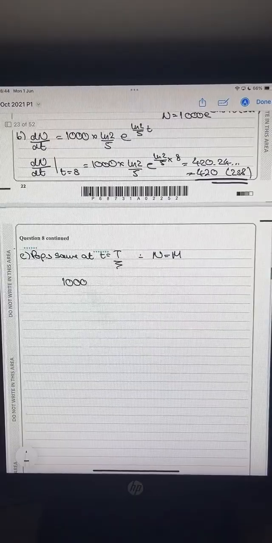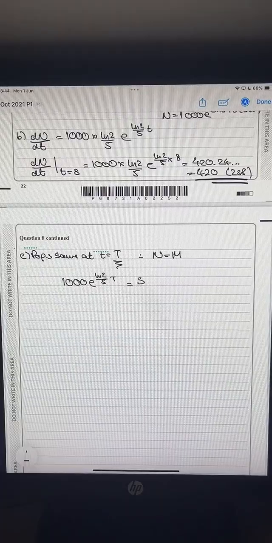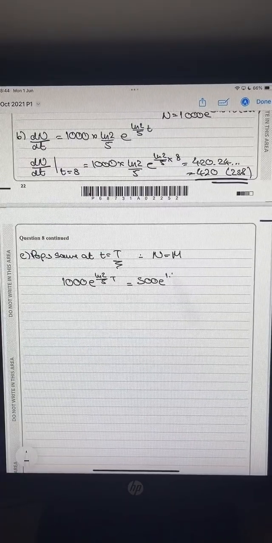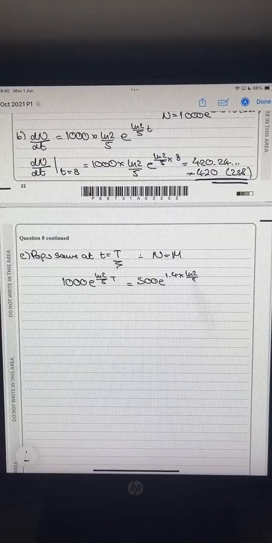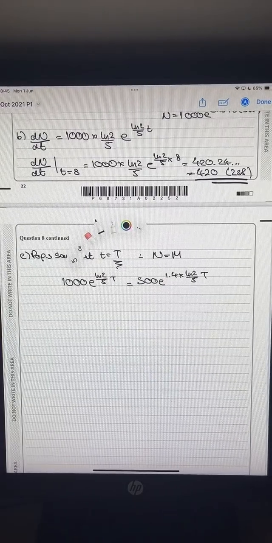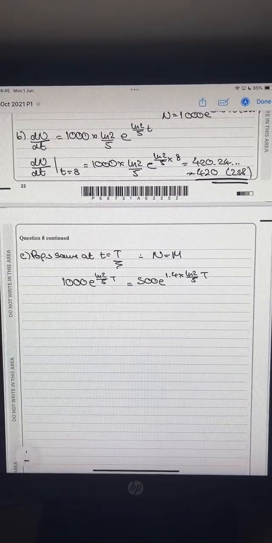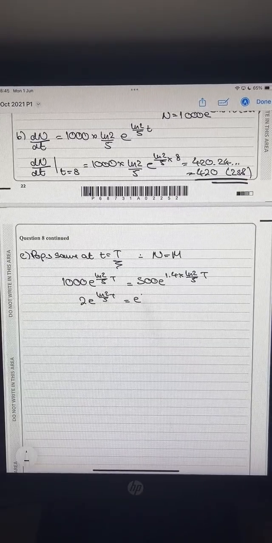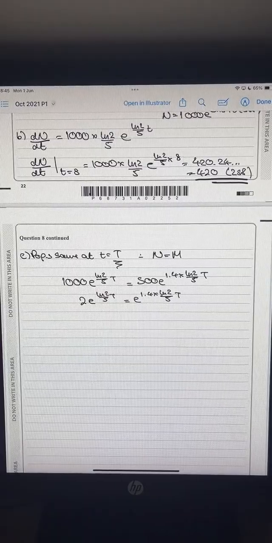So N is equal to 1,000 e to the ln 2 over 5t from before. And M, they told me, is 500 e to the power of 1.4 times kt, and k was the same thing as in part A, so ln 2 over 5t. So this is what I have to solve for, and what am I solving for? T. So first, let's make life easy for ourselves. We've got 1,000 here and 500 here, so I'm going to divide both sides through by 500, so I get 2e to the ln 2 over 5t equals e to the power of 1.4 times ln 2 over 5t.